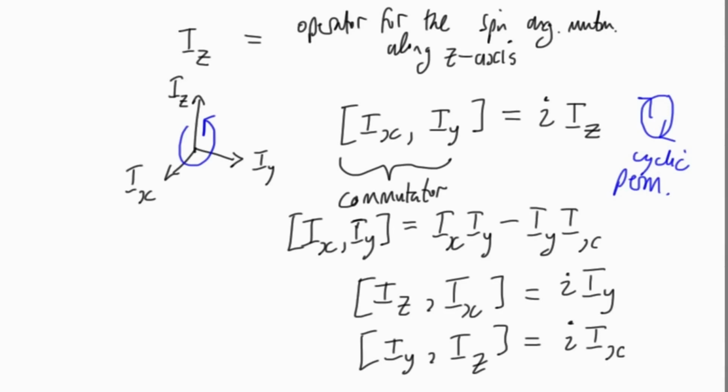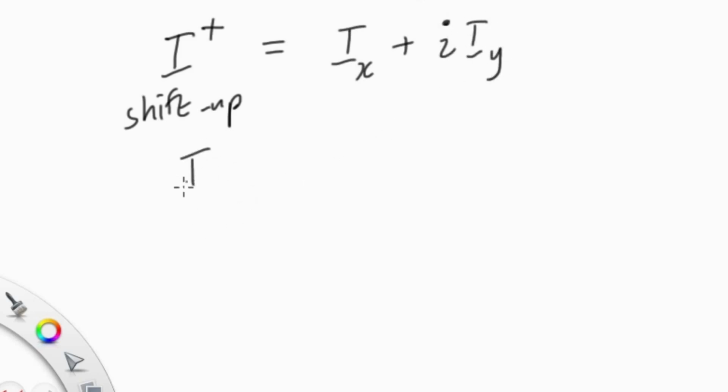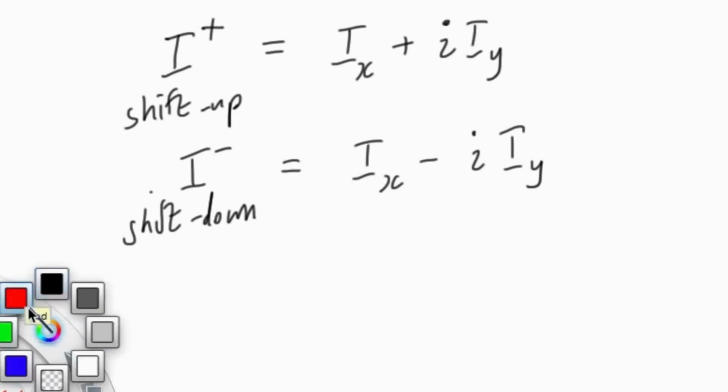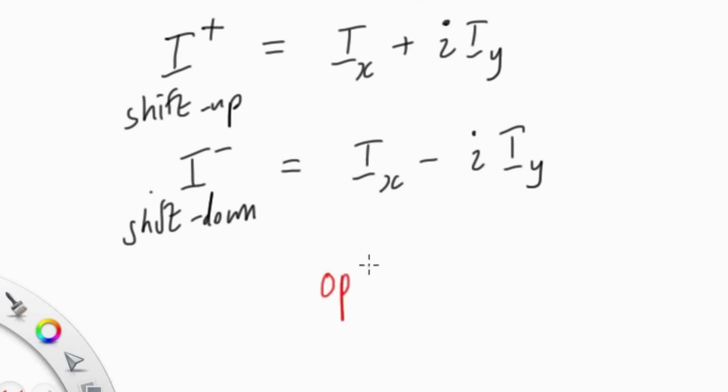One can use those operators to define some other important operators which also come into NMR theory. So, for example, there's what's called a shift-up operator, which is Ix plus i times Iy. And there's the shift-down operator, Ix minus i times Iy. Now, in SpinDynamica, the functionality of these operators is contained in a symbol which has the name op_i.